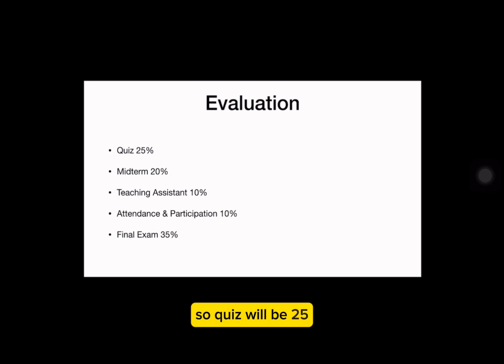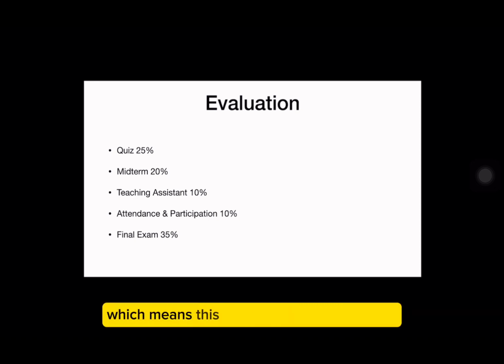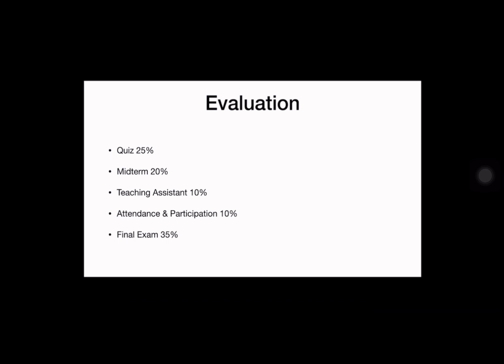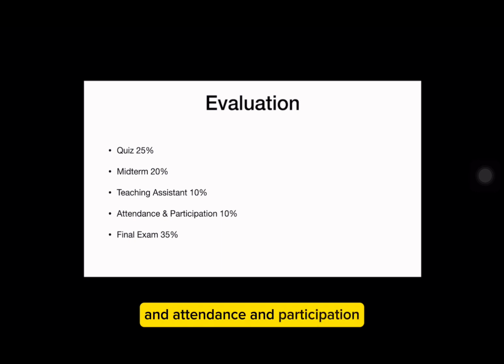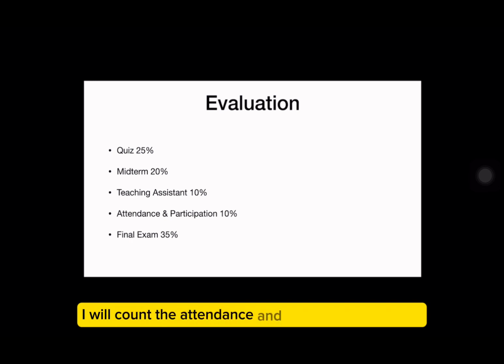Quiz will be 25, midterm will be 20, teaching assistant 10%, which means this 10% will be graded by your TA. Either it is attendance to the TA class, or maybe the TA gives you some tasks sometimes. It depends on you, and also on what kind of grade she will provide. It's she because the TA is female. And attendance and participation: for today's class I will not count attendance, but for next class I will count attendance and also participation.